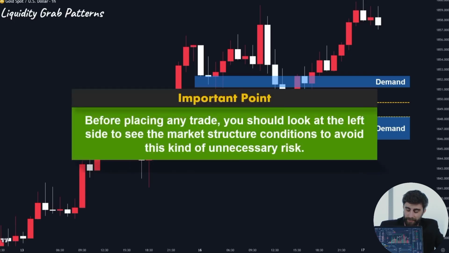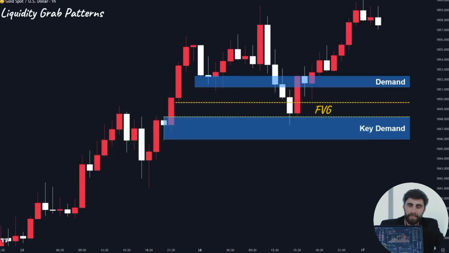So here comes an important point. Before placing any trade, you should look at the left side to see the market structure conditions to avoid this kind of unnecessary risk. So, when this kind of scenario forms on the chart, there's a higher chance for this move to be just a liquidity grab, and does not necessarily mean a reversal is coming, making our order block zone more powerful and a perfect trading opportunity to go long.